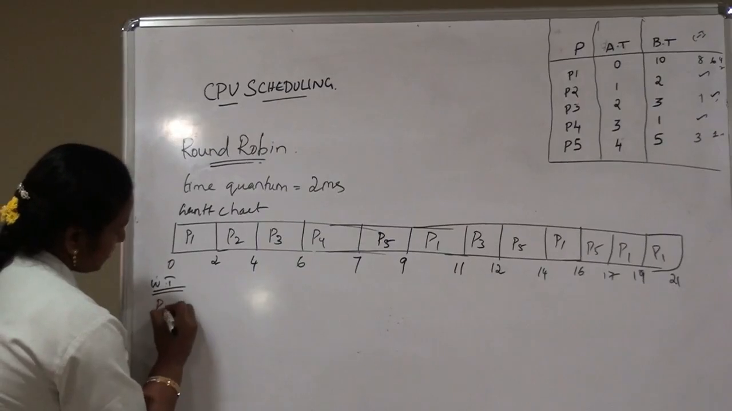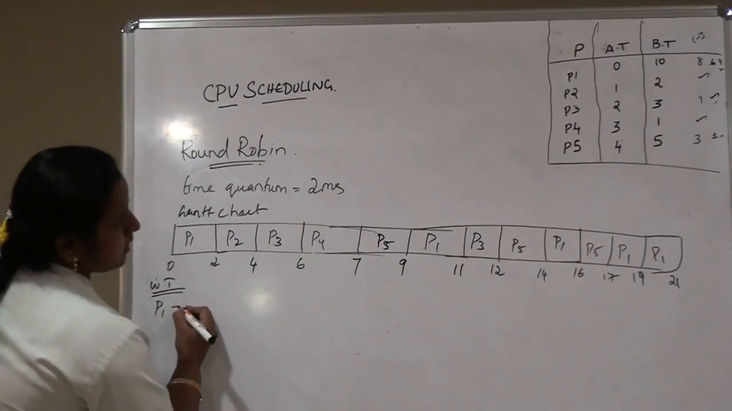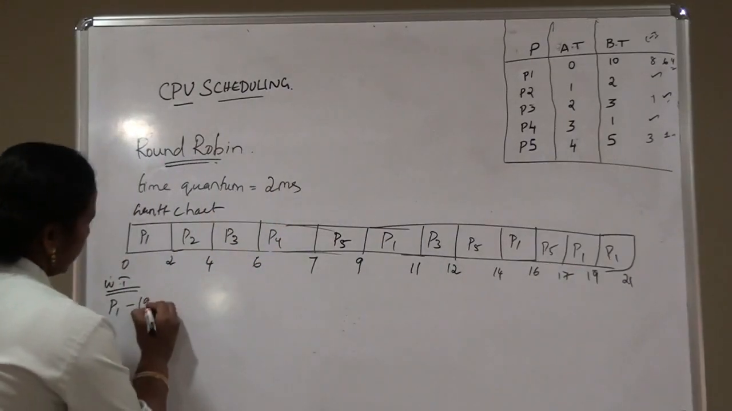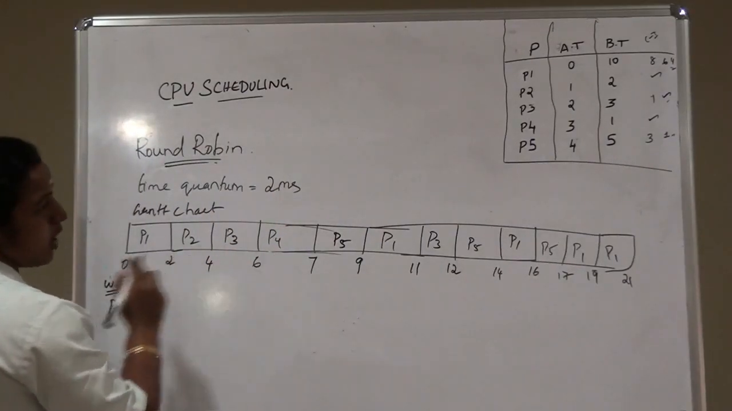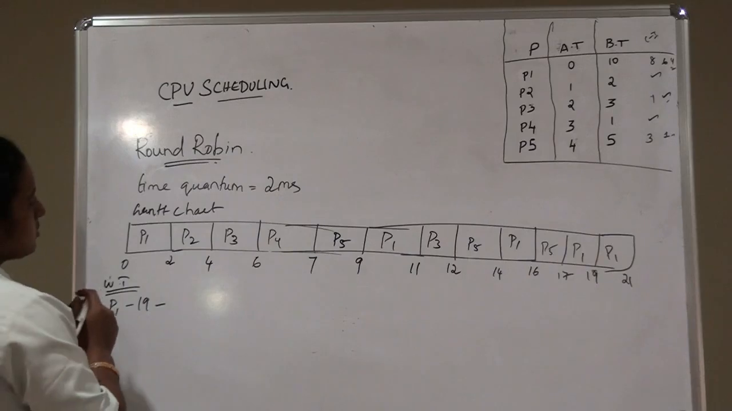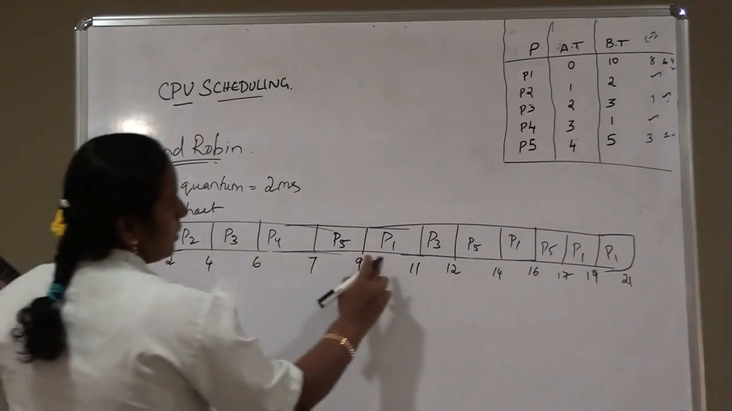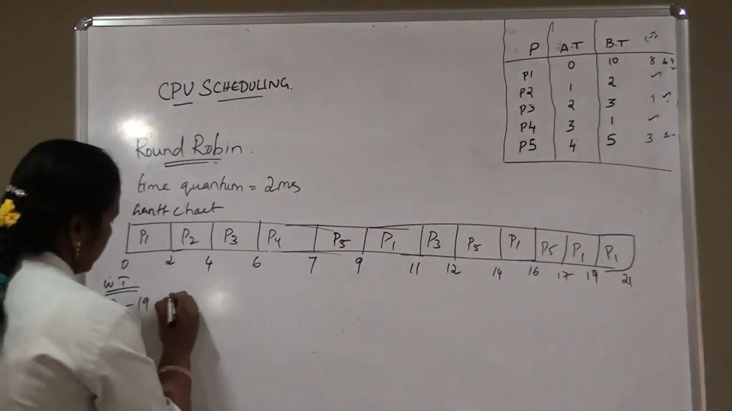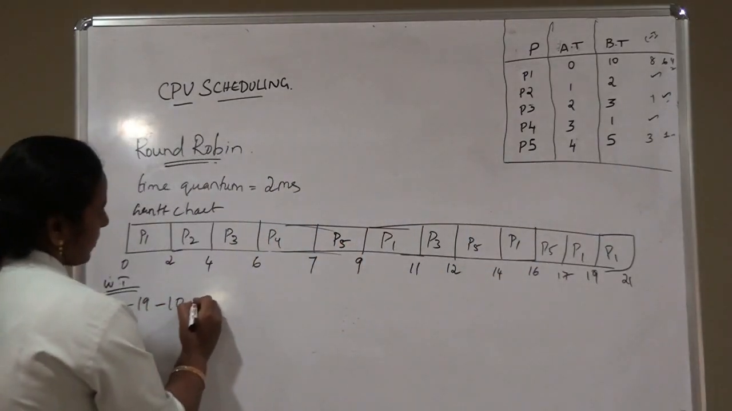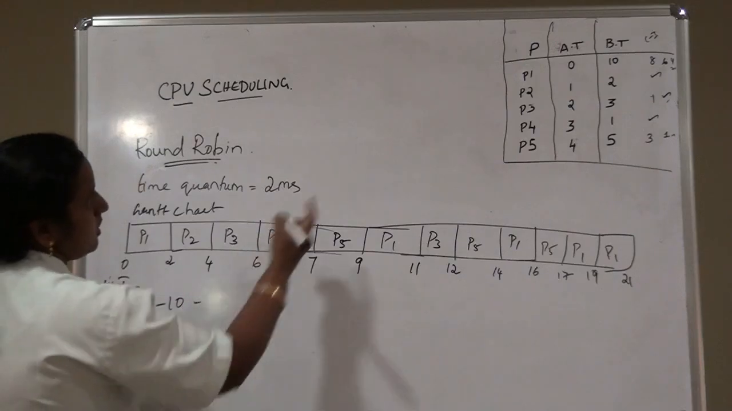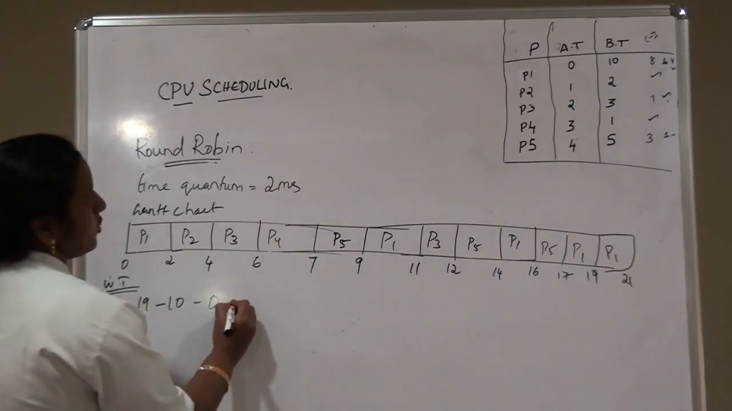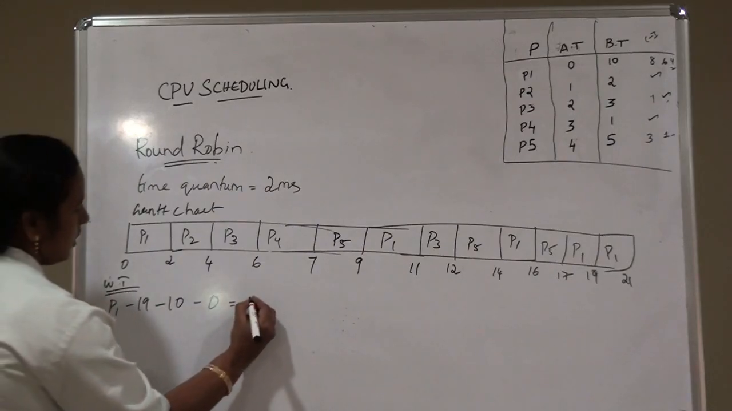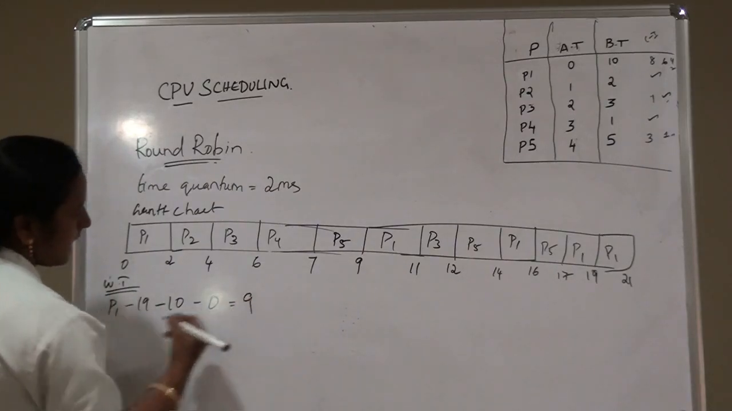So the waiting time of P1: the last waiting time of P1 is 19. 19 minus, previously, how much time have I traversed for P1? 2, 4, 5, 6, 7, 8. So totally 10 I will be taking. Okay, 19 minus 10, minus the arrival time also you have to consider. So 19 minus 10 minus 0. Here I will be having 9.